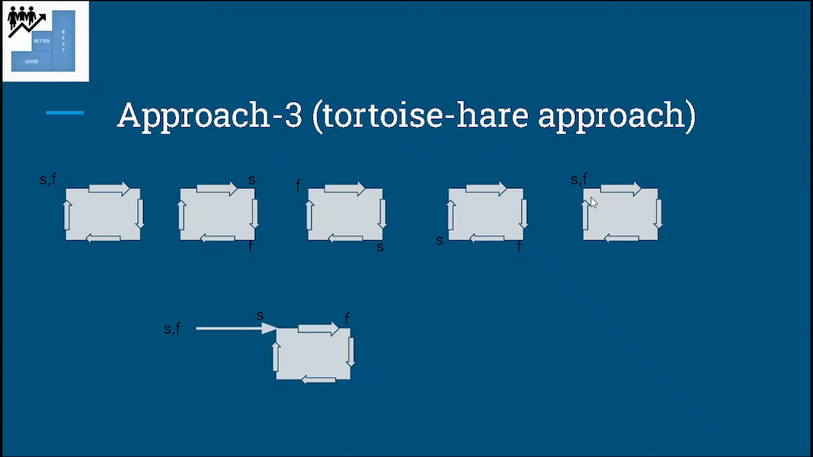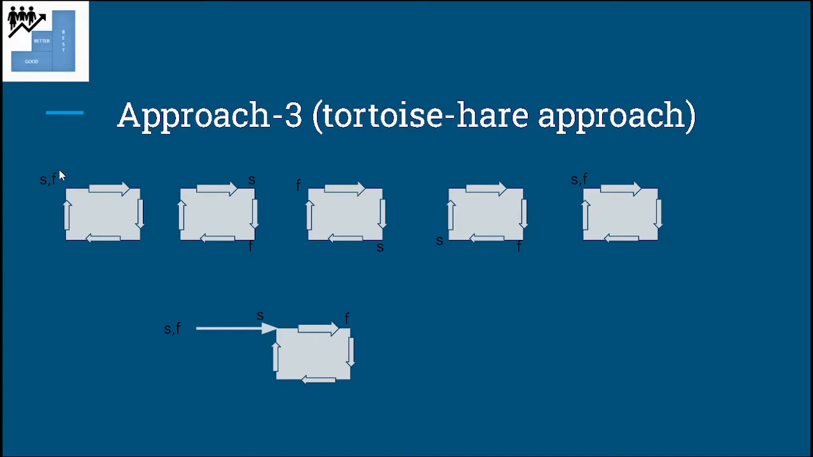So we can see that S and F meet at the same point from where they started in a cycle, wherein F has covered twice this cycle and S has covered this cycle just once. The other way of understanding this is that S has to take, let's say, A hops to come back to this point.